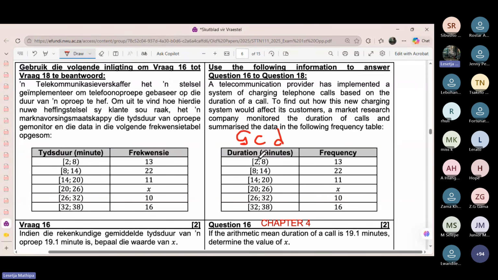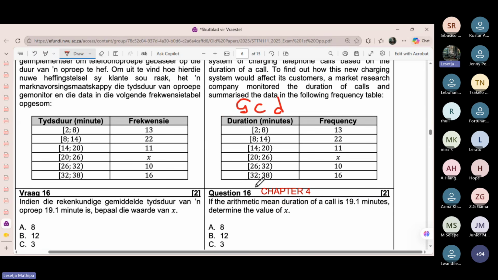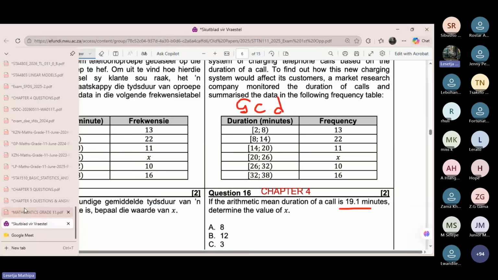Here I can see that I'm given the data, the duration and the frequency. Durations are in minutes, so the question is based on grouped continuous data. Realizing this is going to help you, because even the formula that we are going to use to find the value of x is under grouped continuous data. So we're given the mean. They say that the arithmetic mean duration of a call is 19.1 minutes. Okay, let me use this one.